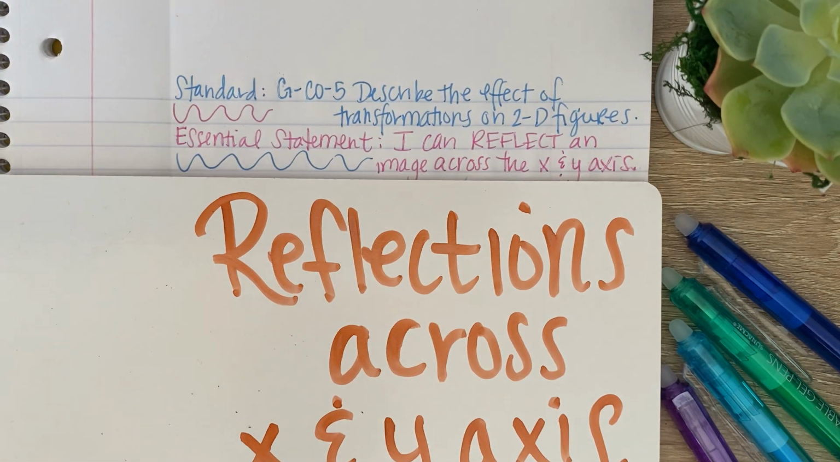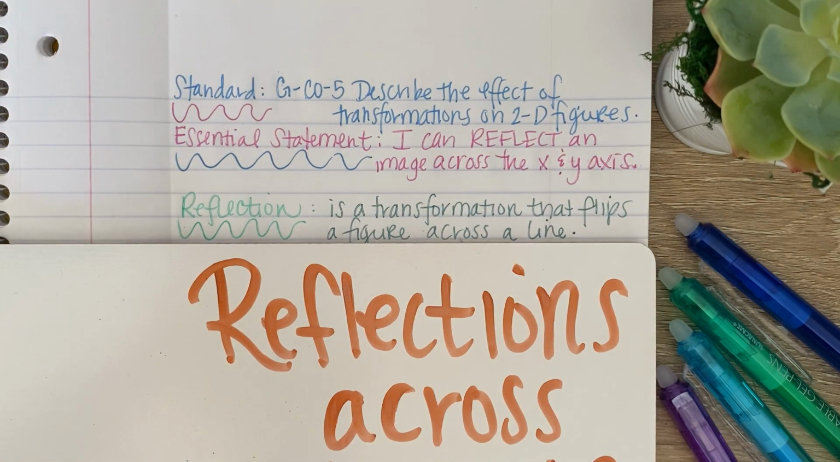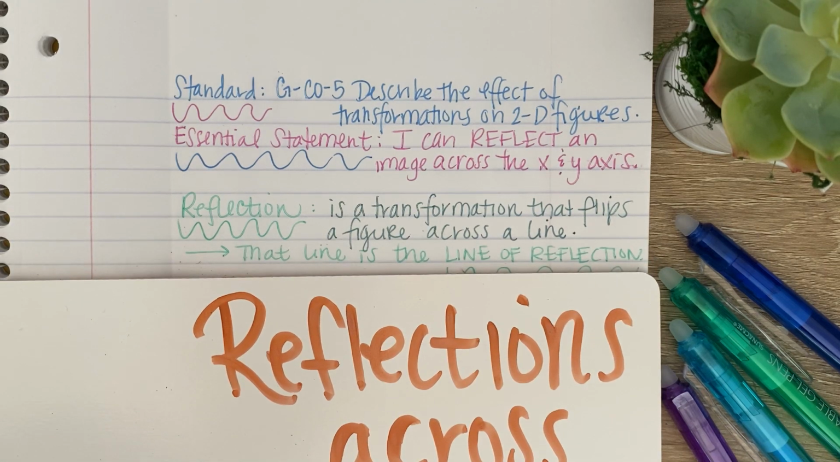So here we have our standard and our essential statement, which says that I can reflect an image across the x and y axis. So first we have our definition. What is a reflection? Well, a reflection is a transformation that flips a figure across a line. That line is the line of reflection. It's kind of like when you look at the mirror, you just see yourself. Okay, so we're going to be creating or drawing a mirror image of our pre-image.